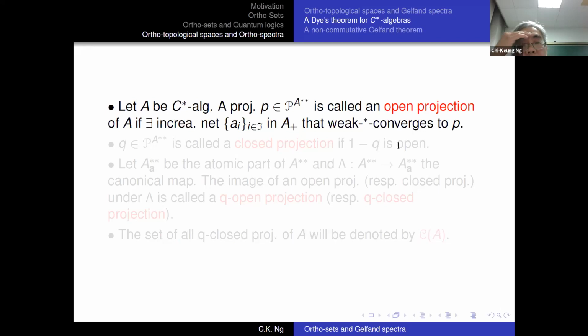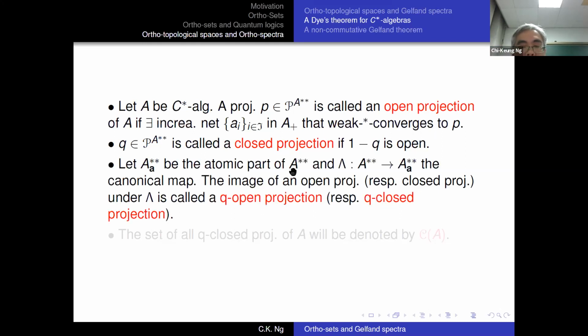But in order to prove that, we will need a Dye theorem for this algebra. Let me recall what is needed here. Suppose that we have this algebra. A projection in the bidual is called an open projection if we can find an increasing net of elements in A plus that converges to P. And a closed projection is the complement of an open projection, meaning that if one minus Q is an open projection, then Q is called a closed projection.